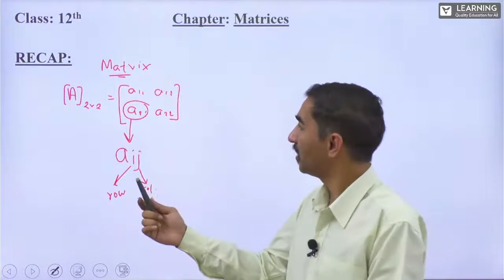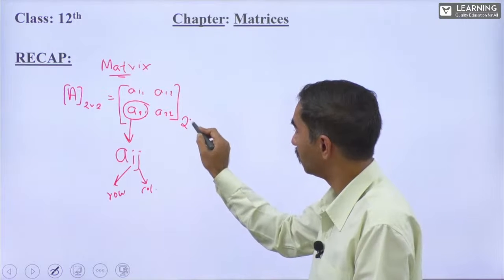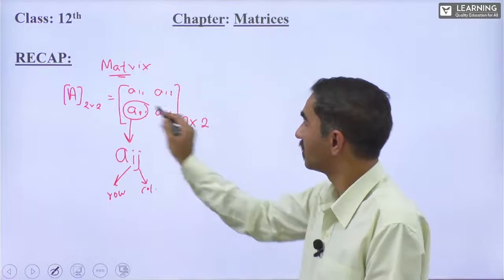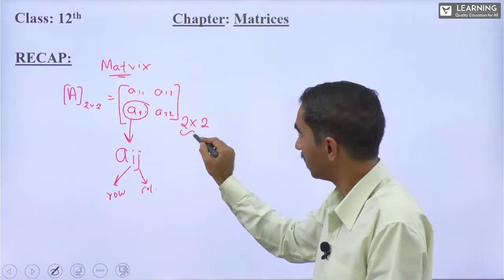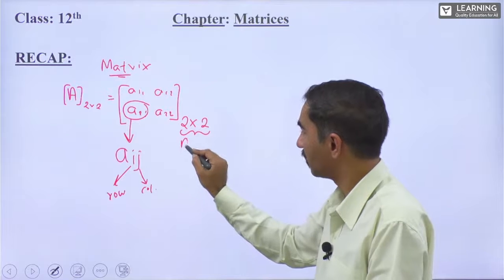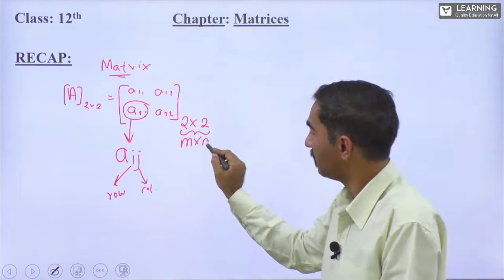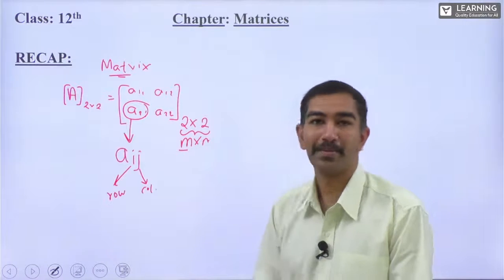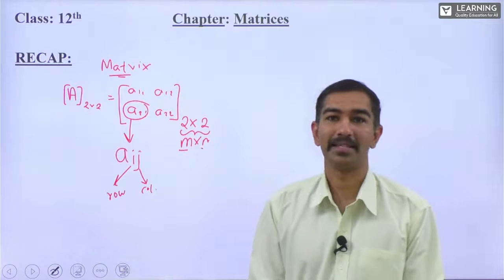All right. Next, what did we see in the previous class? We saw the order of the matrix, which is nothing but 2 cross 2, correct? Because there are 2 rows and 2 columns. What is the standard way of representing an order? The standard way of representing an order is M cross N, where M represents the number of rows in a matrix and N represents the number of columns in a matrix.